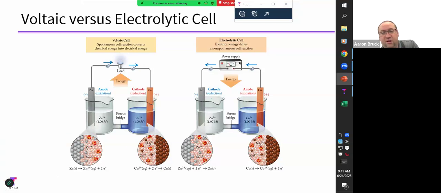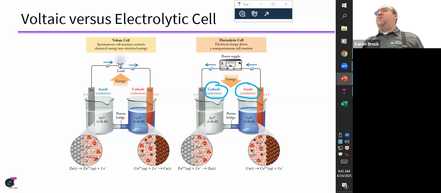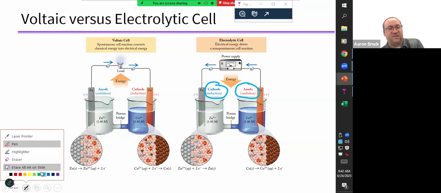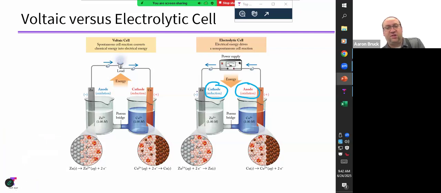Notice first that our cathode and anode are still describing oxidation and reduction in the exact same way. Oxidation occurs at the anode, reduction occurs at the cathode. That part is always consistent. The part that changed, right here. In an electrolytic cell, the terminals switch sides.